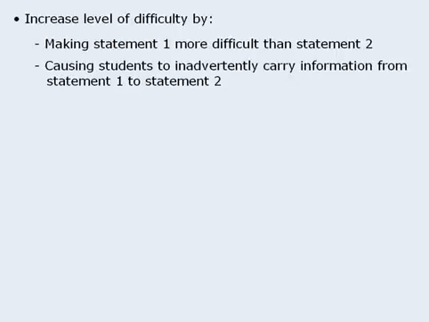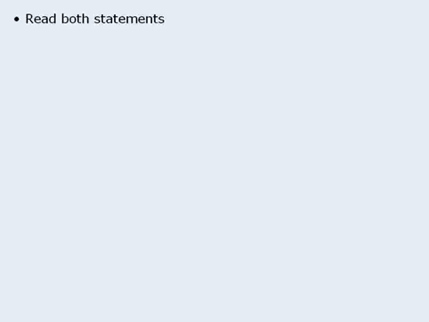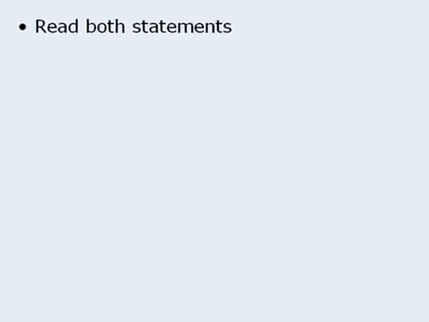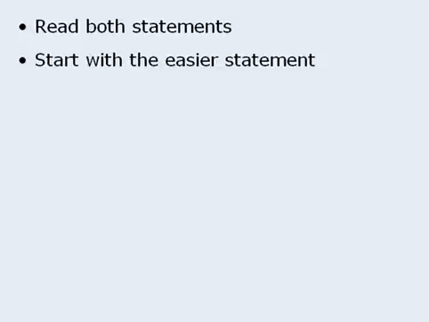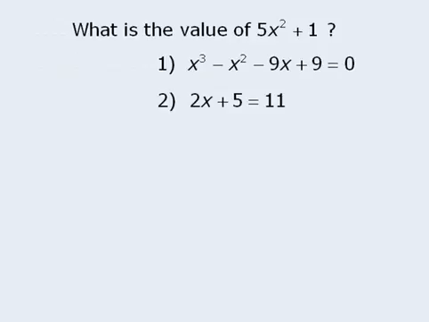Now, given the two techniques for making data sufficiency questions more difficult, we might conclude that we should always begin by examining statement 2 first. This is not the case. When tackling any data sufficiency question, we should read both statements and then decide which one to examine first. The statement that we choose to examine first should be the one we feel will be easier to determine the sufficiency of. Let's look at an example.